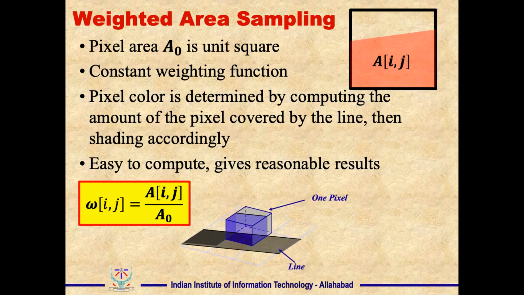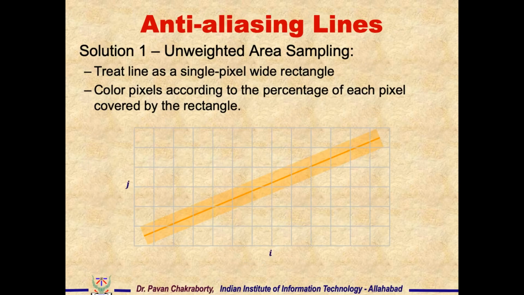Pixel color is determined by computing the amount of the pixel covered by the line, then shading accordingly. Easy to compute, given reasonable results. So here I have the intensity, which I can compute as omega ij, the weight factor, which depends on the total area covered, times the total intensity I naught. Now, if the total pixel is part of the line, omega ij will be equal to 1 and Ij would be equal to I naught.